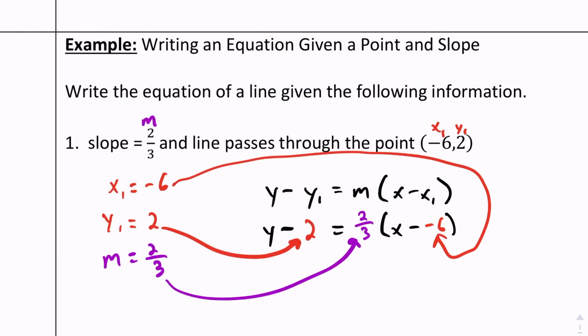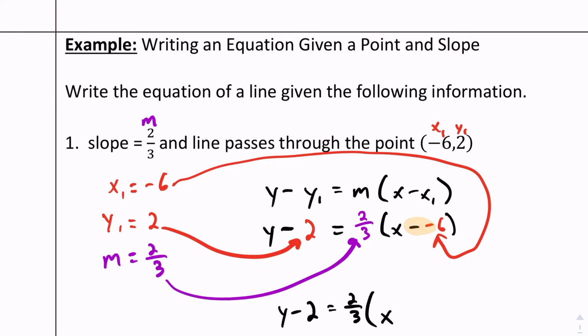Now to finish this up, all you have to do is change all the double negatives to positive. Here you only have one negative, so that's going to stay y minus 2. You're going to keep the 2/3. And then here, because we have x minus -6, we have x plus 6.